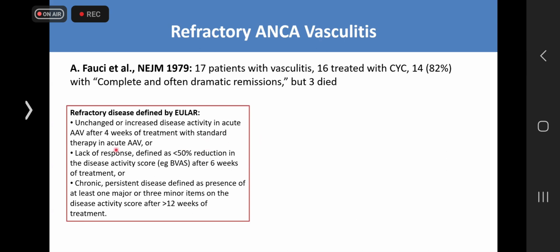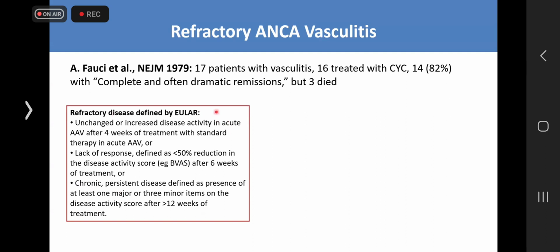4 weeks of treatment with standard therapy, or a lack of response, which they define as less than a 50% reduction in the BVAS after 6 weeks, or chronic persistent disease defined as presence of at least 1 major, 3 minor items in the disease severity score after 12 weeks of treatment. These are the types of definitions which are used a lot more by rheumatologists.